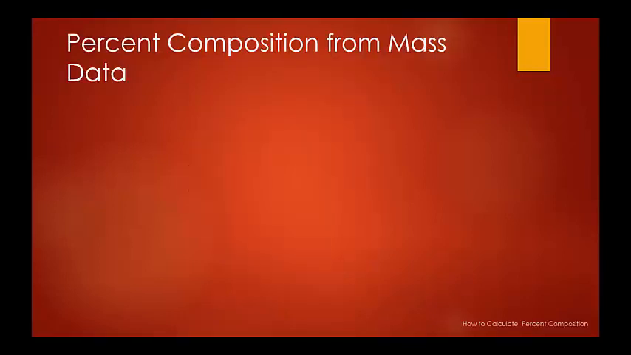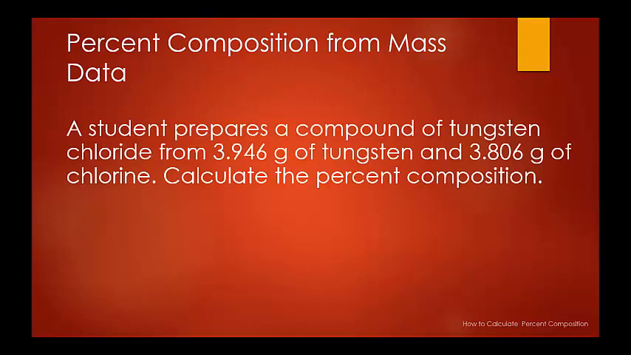Now, the other way that we can do percent composition is if we have actual data, lab data to work with. So let's take a look at this problem. We have a student who's preparing a compound of tungsten chloride. They start with 3.946 grams of tungsten and 3.806 grams of chlorine, and the question is calculate the percent composition. So if it just says calculate the percent composition, what you're being asked to do is find both of the elements that you have in the compound. In this case, just tungsten and chlorine. So we want the percent of tungsten and we want the percent of chlorine.